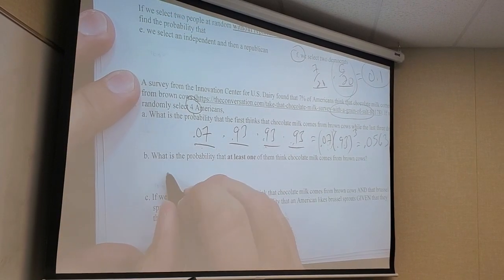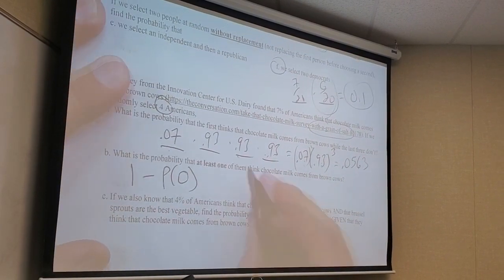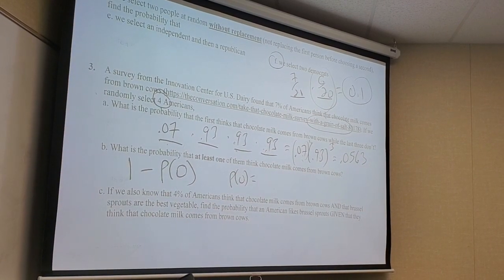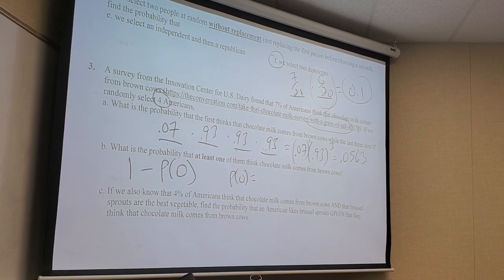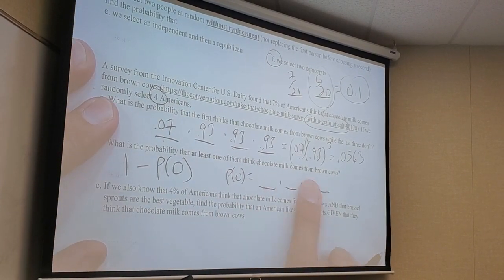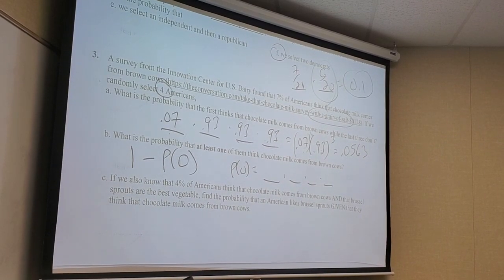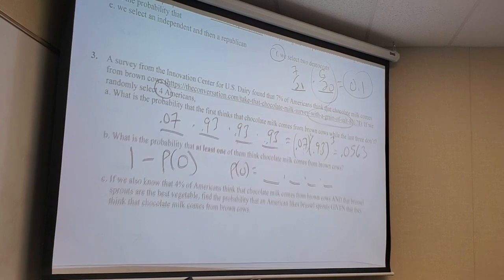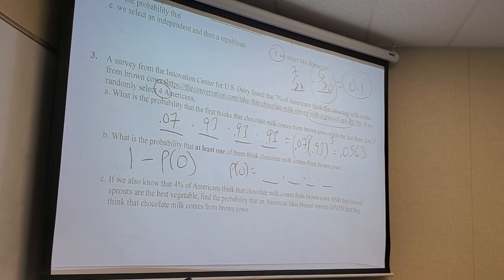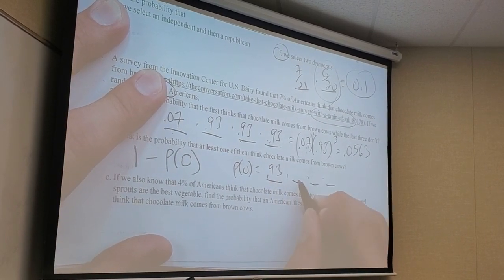So if I do 1 minus the probability of 0, nobody wants it. Now how do I get the probability of 0? I want nobody to think that way. That means they all, what? I want nobody to think chocolate milk comes from brown cows. Do any of them think that way? If I want nobody to think that way, what's the probability the first one does not think that? 93%. In fact, they're all going to be 93%.